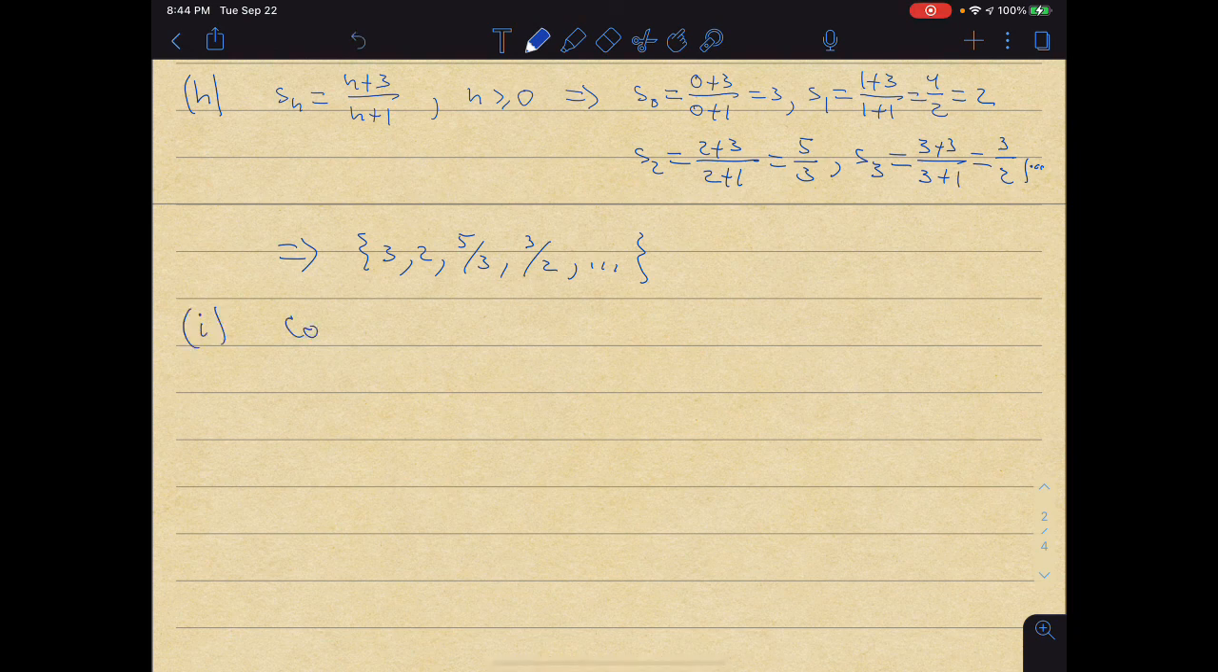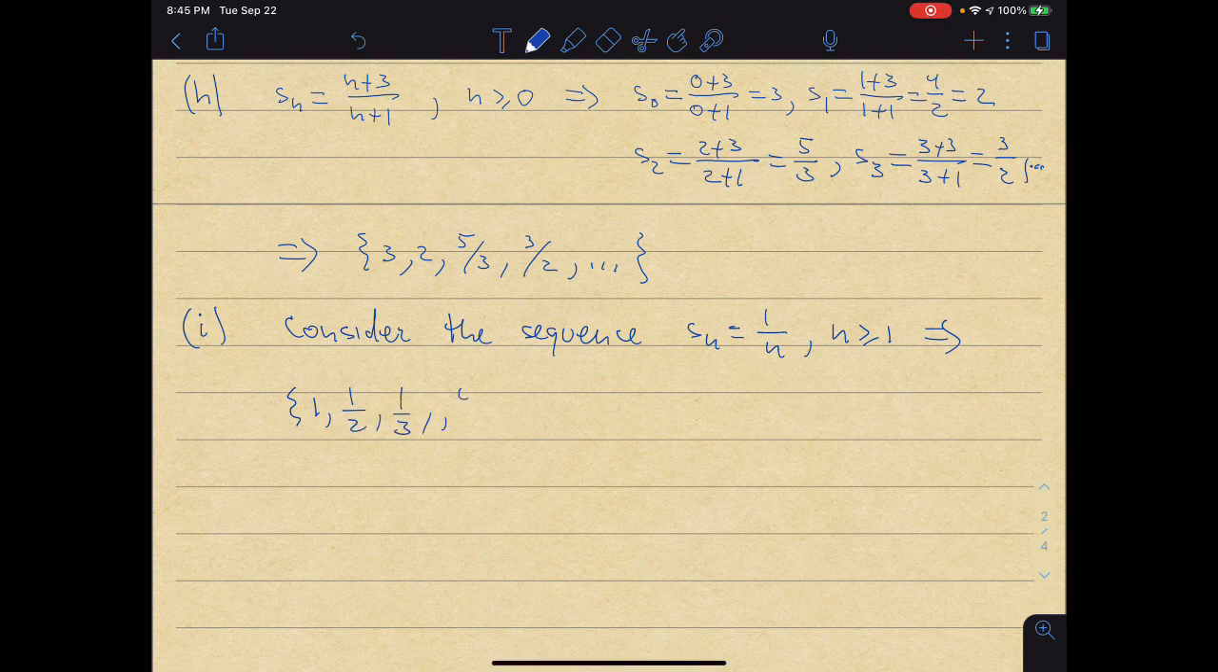Let's consider a sequence Sn is equal to 1 over n, where n is greater or equal than 1, that means the same thing. Then, if I list elements of this particular sequence, they're going to be 1, 1/2, 1/3, 1/4, and so on.